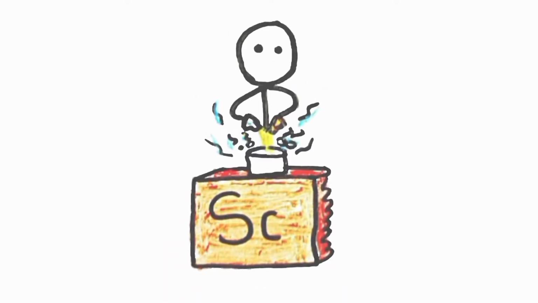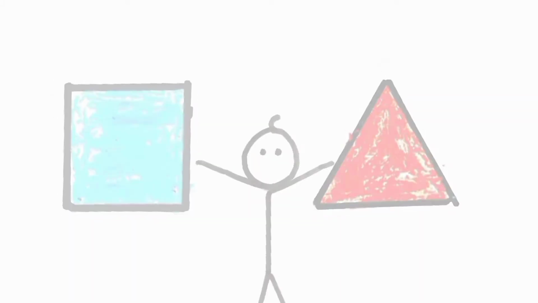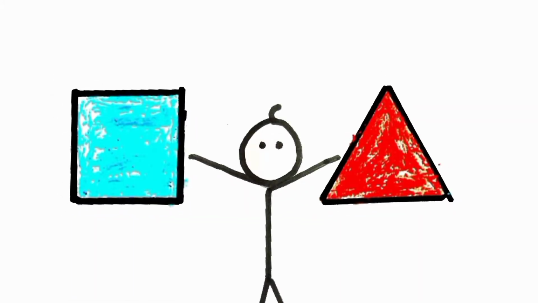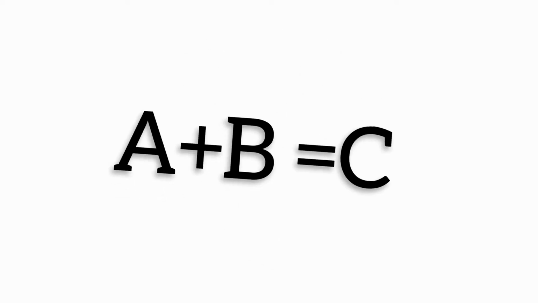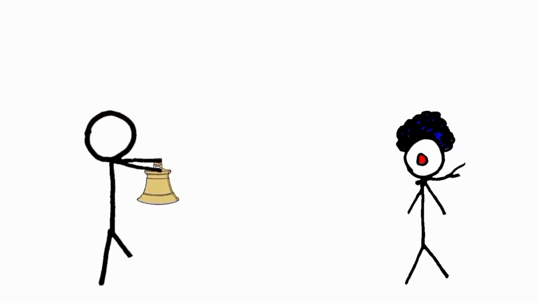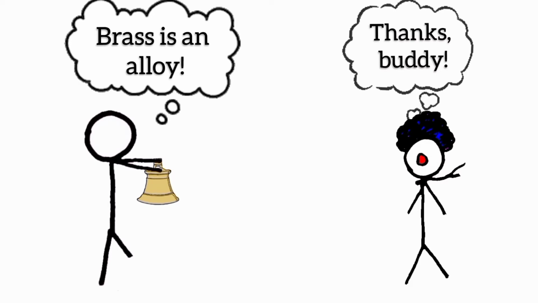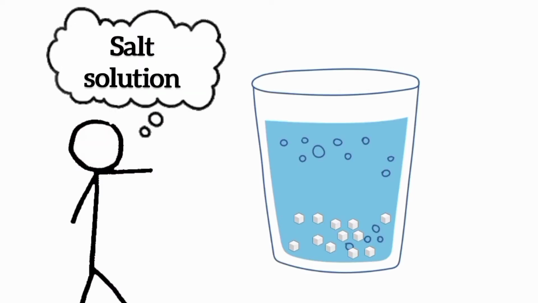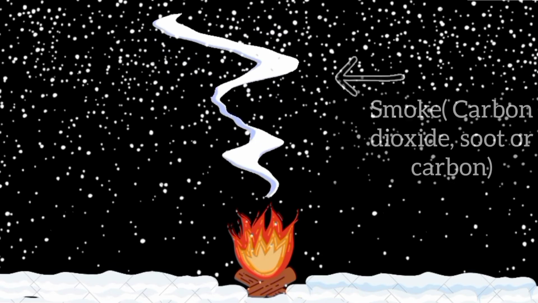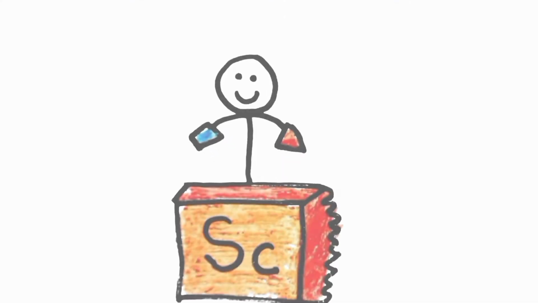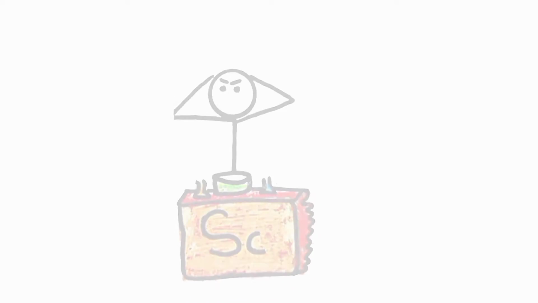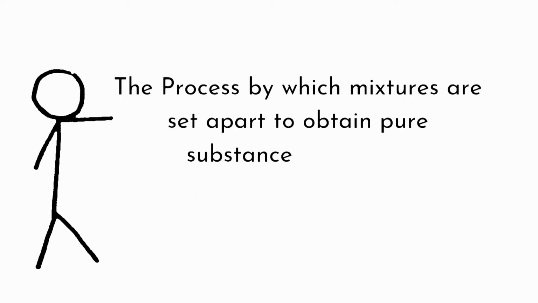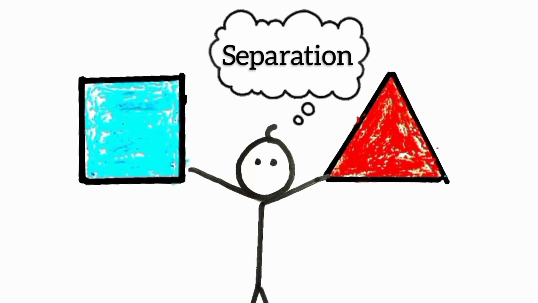When two things are mixed, it's basic that there must be two different components coming together and forming a mixture, like A plus B is equal to C. But that mixture could be anything, like solid plus solid mixture, solid plus liquid mixture, solid plus gas mixture, or anything. Now, some mixtures can easily be separated, but some are tough nuts. So, the process by which mixtures are set apart to obtain pure substances is called separation.